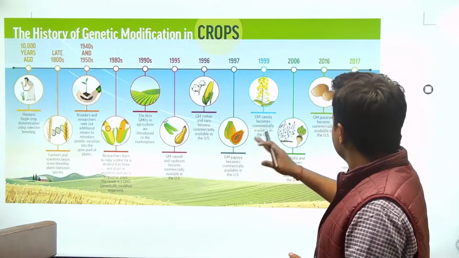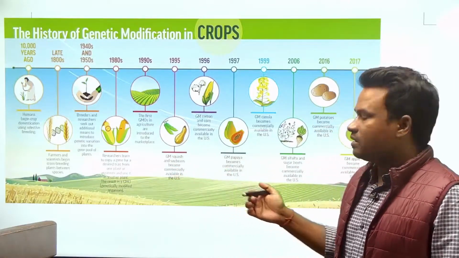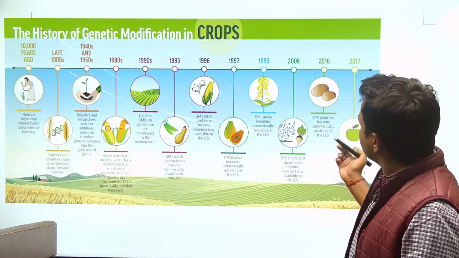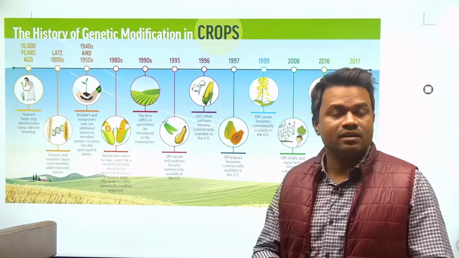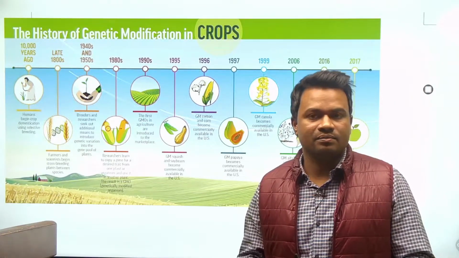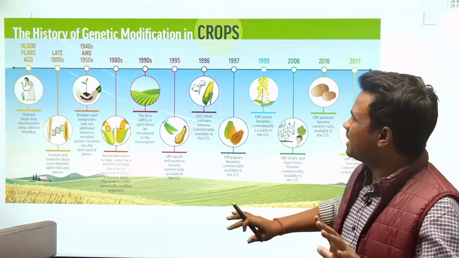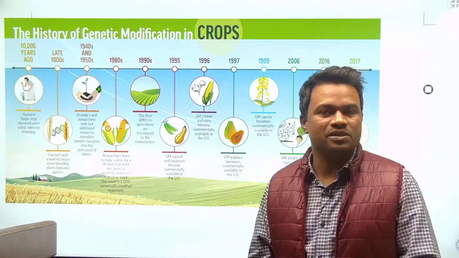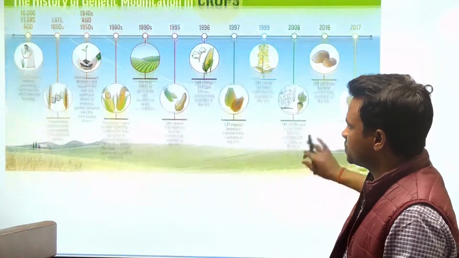So that was the journey. The most recent genetically modified crop was the apple, which began commercial production in the USA in the year 2017. So these are the historical genetically modified crops and their different stages of growth.